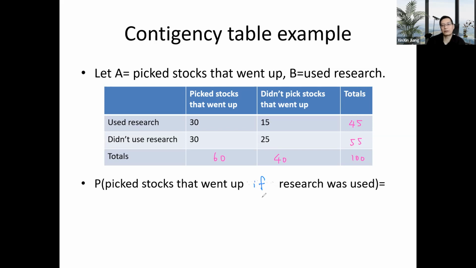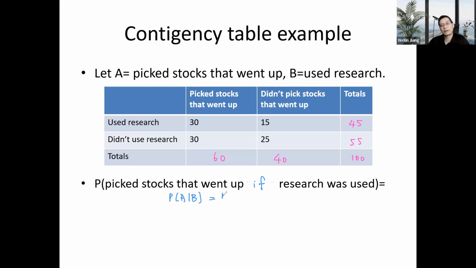So now this is a condition. Let A be the set that picked stocks that went up, B the set that used research. And there's a goodness of introducing variables. Otherwise, picking stocks that went up, it's a little bit tedious to write all these things. So it's the probability of A given B.